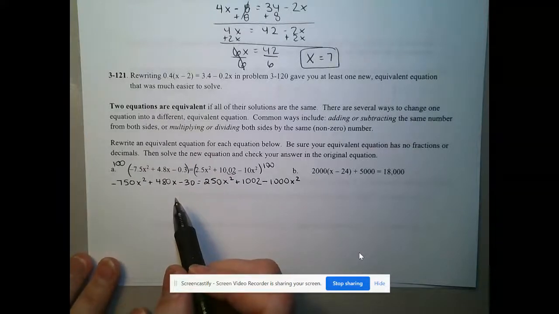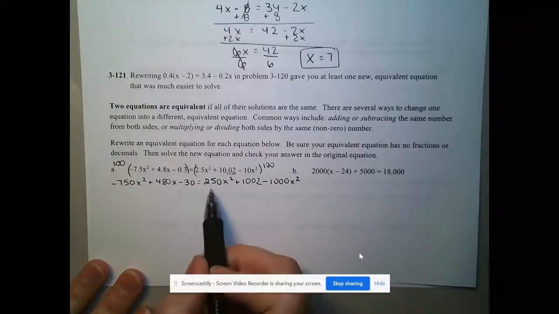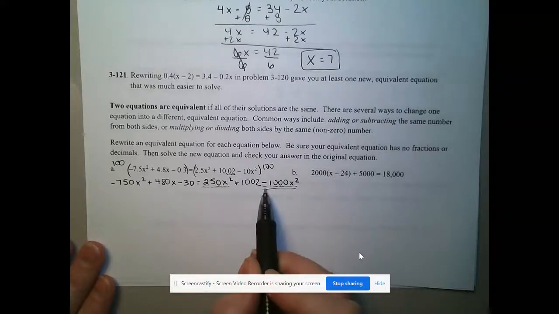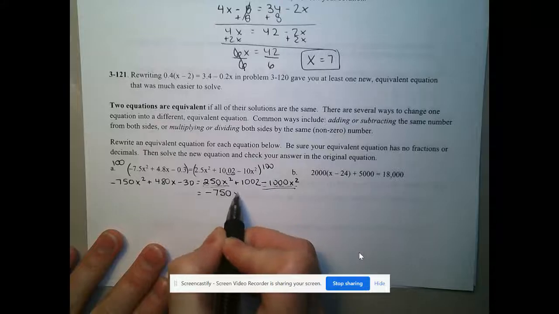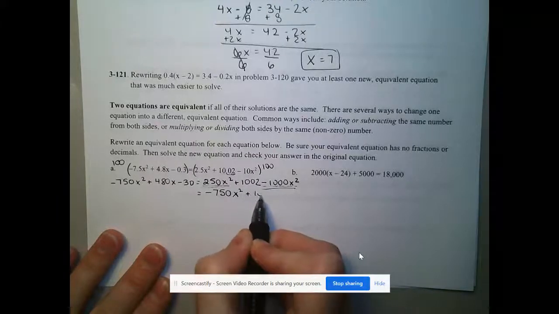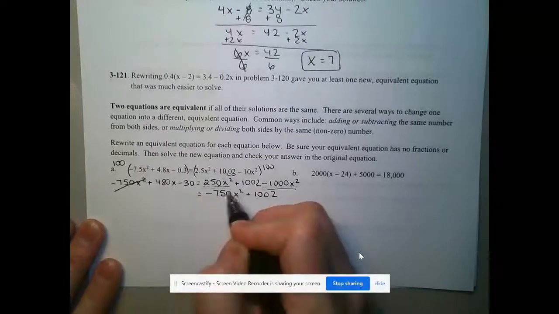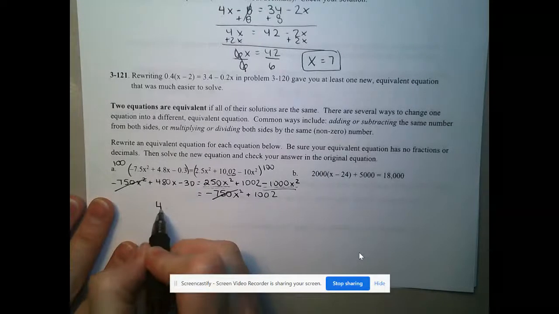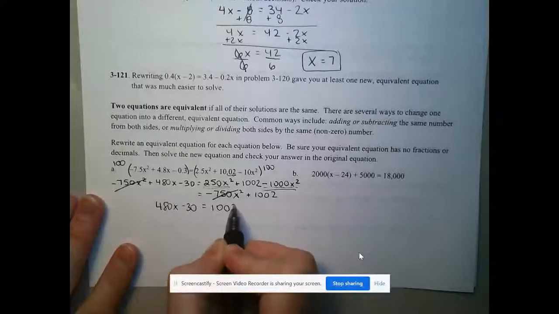I would start by moving around on the right side, because the right side happens to have some like terms that can be combined. 250x squared minus 100x squared is negative 750x squared. And those of you that can sort of see the future, notice there's a negative 750x squared over here. So they actually cancel each other out because there's the same one on the left as there is on the right, separated only by addition and subtraction. So I've got 480x minus 30 equals, and then I've got the 1002 on the right.